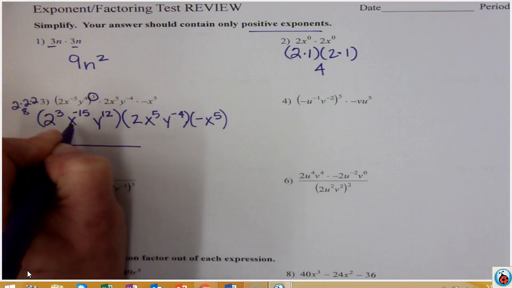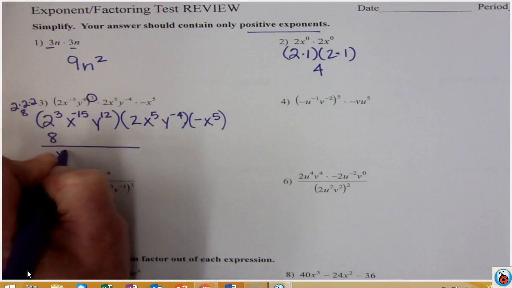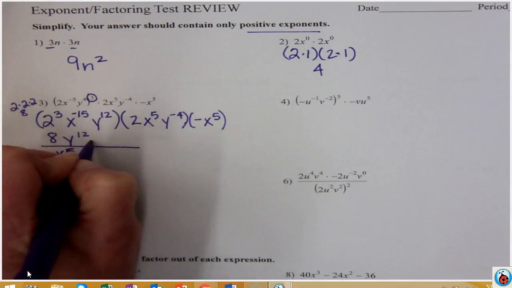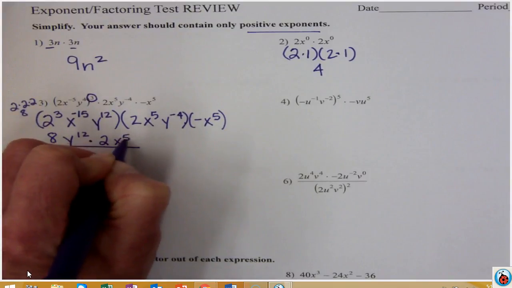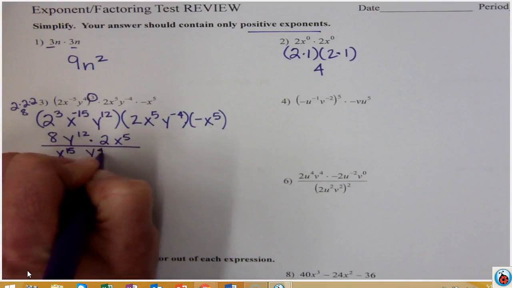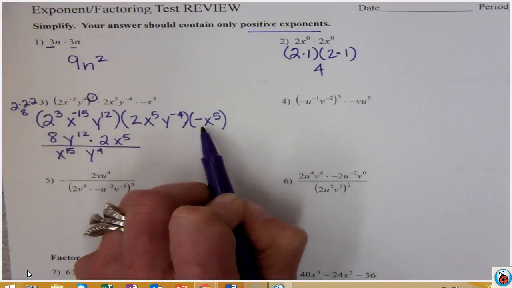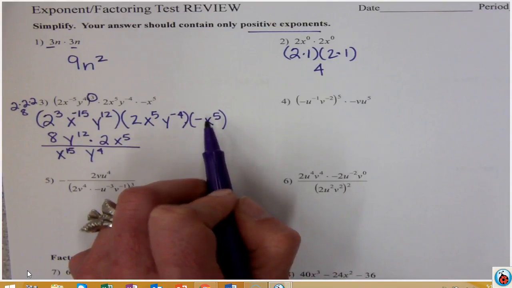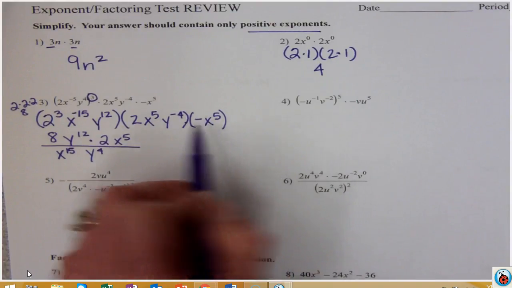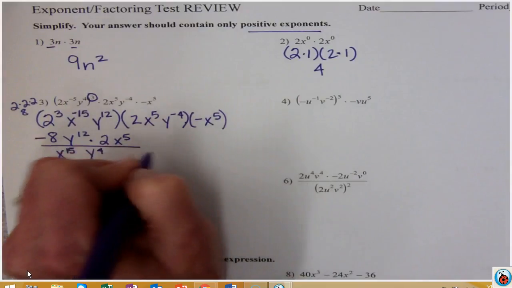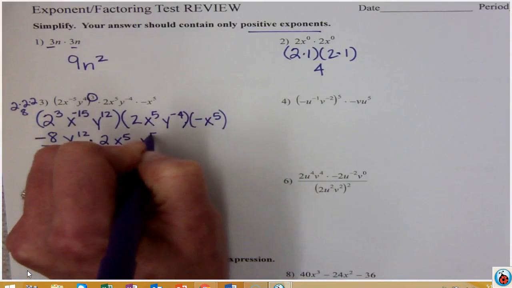Now I'm going to put my negative exponents in the denominator. So here x is to the negative 15th, so that's going to go into the denominator. Then y to the 12th times 2x to the 5th. Now I've got y to a negative exponent, so I'm going to put that in the denominator. Y to the 4th, and it becomes positive. This negative is not a negative exponent. This is actually a negative 1 or a negative number. So since it's a negative 1, I'm just going to put my negative in front there. Then times that by x to the 5th.